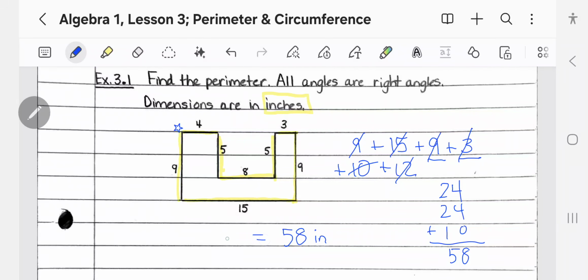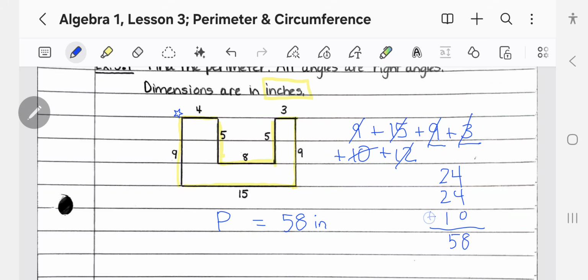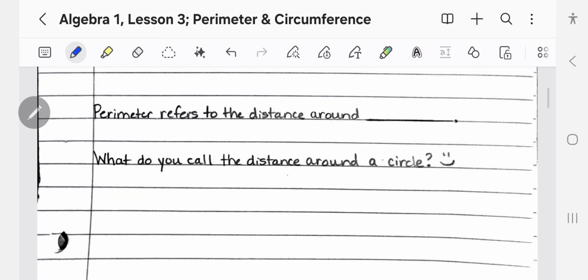And it's important to put your units. So capital P for perimeter, 58 inches. It's just the sum, or the total of an addition, of all the lengths of all the sides. Now let's look at some more definition type things that they give us. Perimeter refers to the distance around, and they're usually going to be talking about polygons, which have straight sides. In a little bit, we'll mix a polygon with a curved figure, and we'll talk about how to do that later. But at this point, they're going to be talking to you just about polygons.